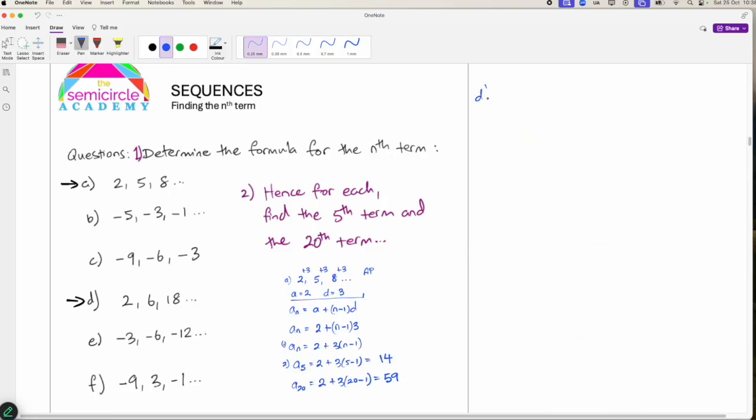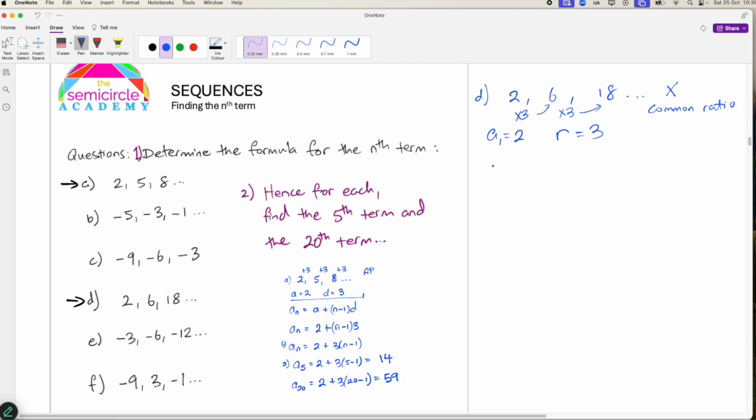So number D, I have 2, 6, 18, and so on. Is there a common difference or a common ratio that you could recognize? Times 3? Yes, it's very easy. Multiply by 3. 2 threes are 6, and 6 times 3 is 18. So we're dealing with multiplication here, the common ratio. In this case, A is 2, the first term, and we could also call it A1 if we want. And R is 3.